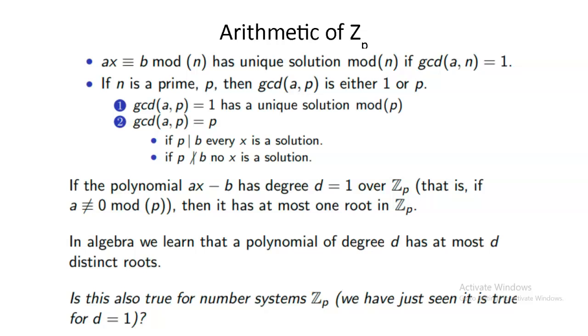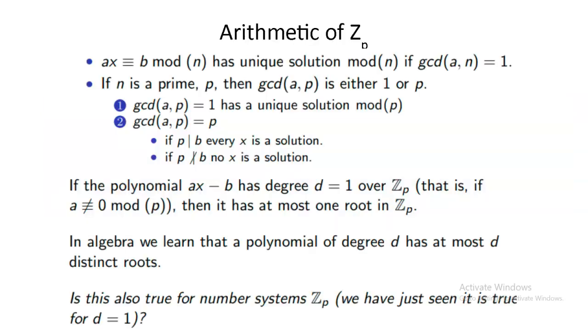The polynomial ax − b has degree 1 over Z_p. And we know that any polynomial of degree d has at most d distinct roots or solutions.